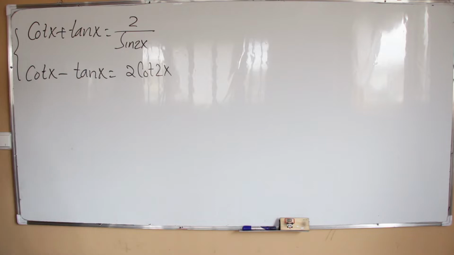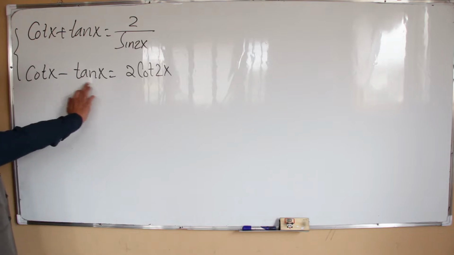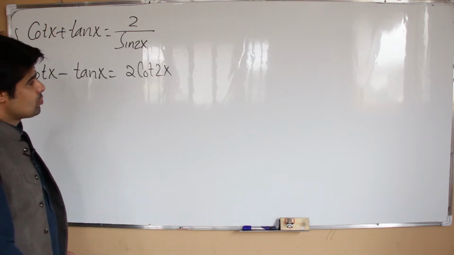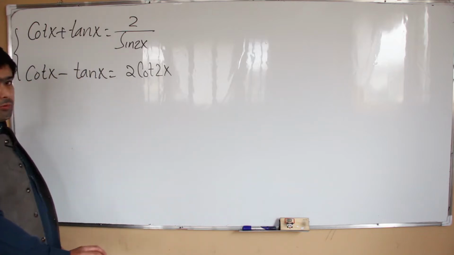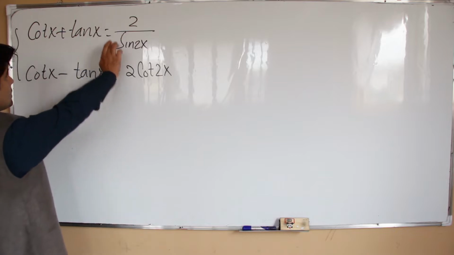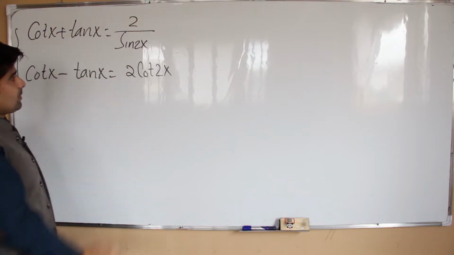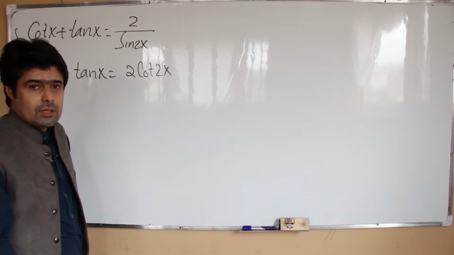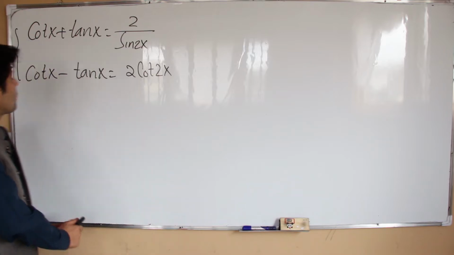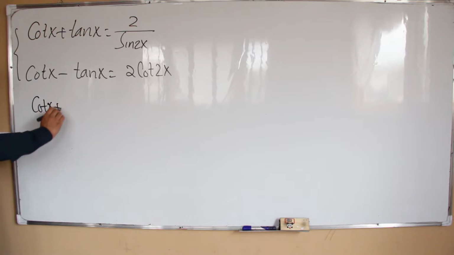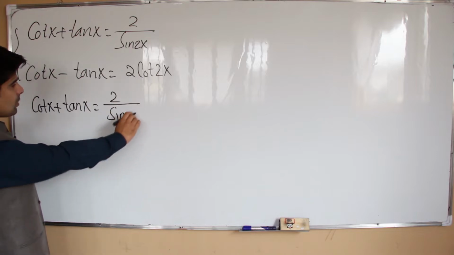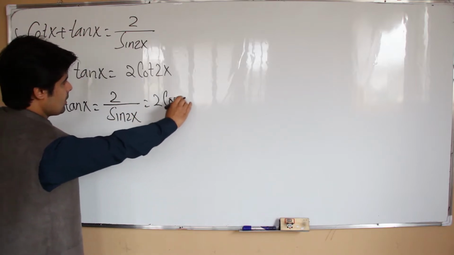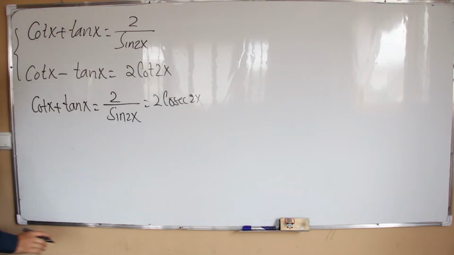By the way, cotangent x plus tangent x should be 2 divided by sine 2x. Cotangent x minus tangent x should be 2 cotangent 2x. This is a note. We have to memorize these formulas. Right now I will prove them and we will work on examples related to these formulas also. The first one, cotangent x plus tangent x, should be 2 divided by sine 2x, or we can say 2 cosec 2x. Now, how can we prove it?